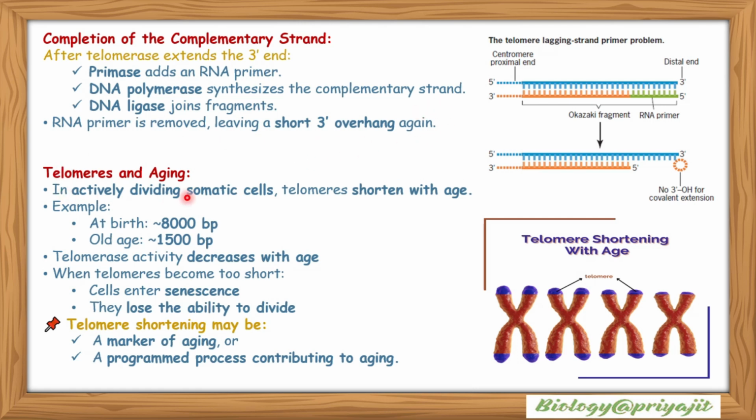Then telomeres and aging: what is the relation between telomeres and aging? In actively dividing somatic cells, telomeres shorten with age. For example, at birth, telomere length is about 8000 base pairs, and during old age it is approximately 1500 base pairs. So telomerase activity decreases with age. When telomeres become too short, cells enter senescence and lose the ability to divide. So telomere shortening occurs with age, and may be a marker of aging and a programmed process contributing to aging.